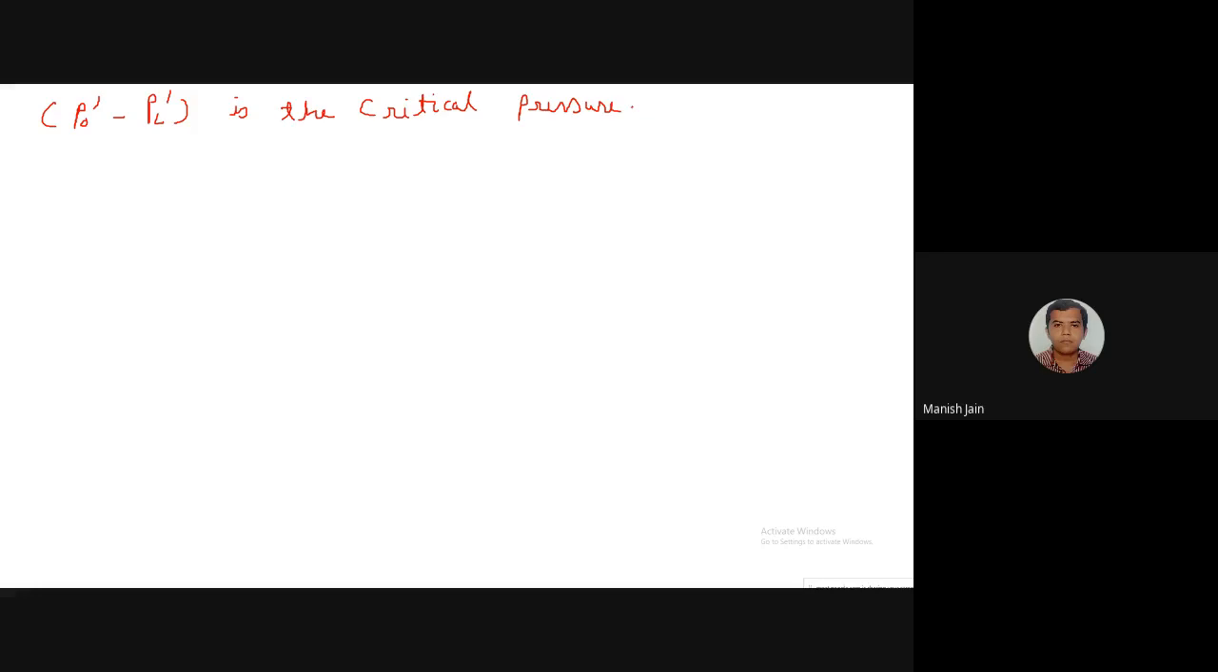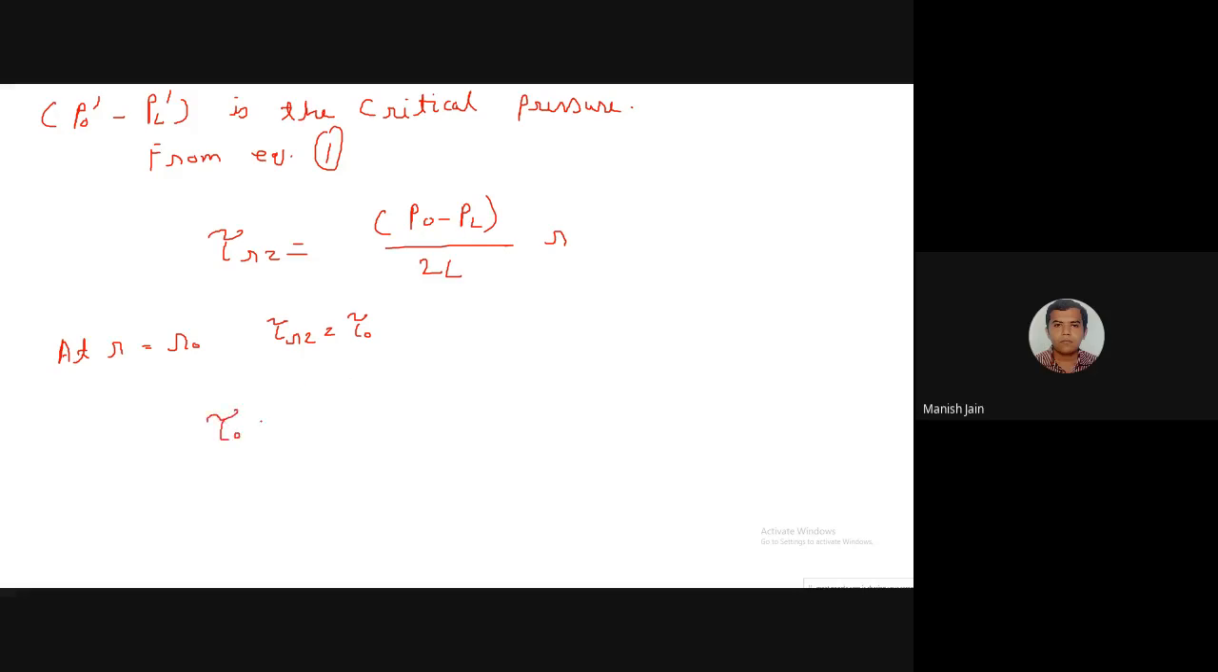Okay, now we will solve the problem again. So tau rz equal to, from equation number 1, (P naught minus PL) divided by 2L multiplied by R. Now at R equal to R naught, where R naught is the distance up to which the fluid flows like a solid body in a Bingham fluid, tau rz equals tau naught. So just substitute the value. You can say tau naught equal to (P naught minus PL) divided by 2L times R naught.